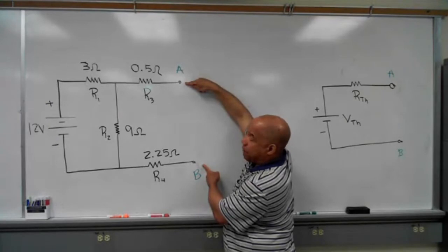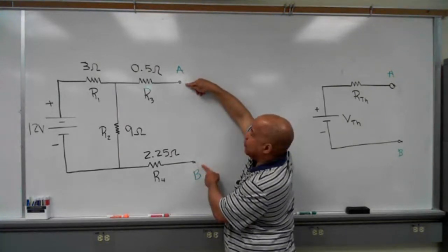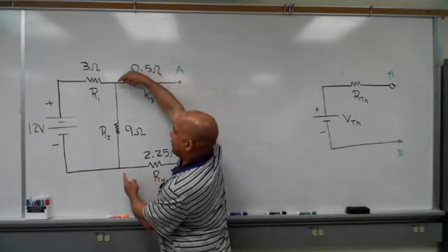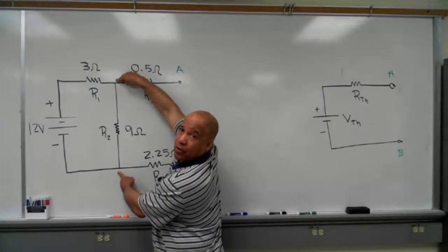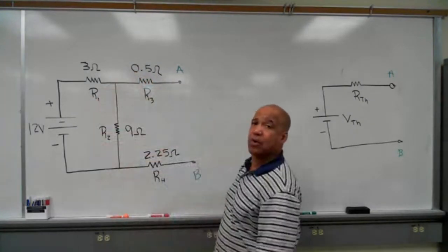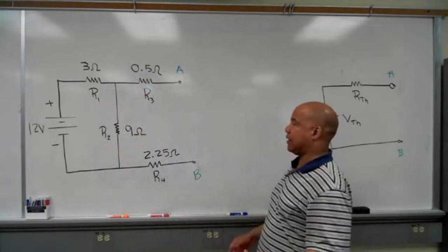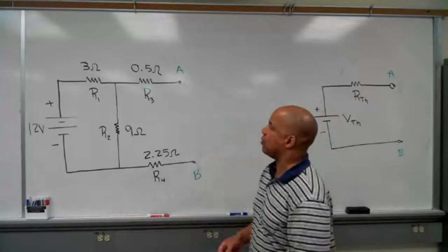R3 and R4 don't have any effect on the circuit, because of the open circuit they have no current going through them, so you can replace them with basically a wire, a short. So measuring from A to B is exactly like measuring between this point and this point, which is the voltage across R2. Once you find the voltage across R2, you found the voltage between A and B, you found the Thevenin voltage. And what I've been doing is using the voltage divider rule.